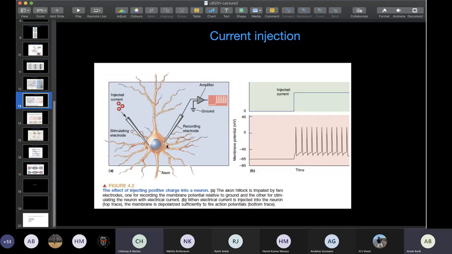Okay, sir. A second thing is that in such an experiment, when we are artificially stimulating the neuron, we would be able to observe the refractory period of the neuron, right? The refractory period between two action potentials. Could we observe that in this experiment?